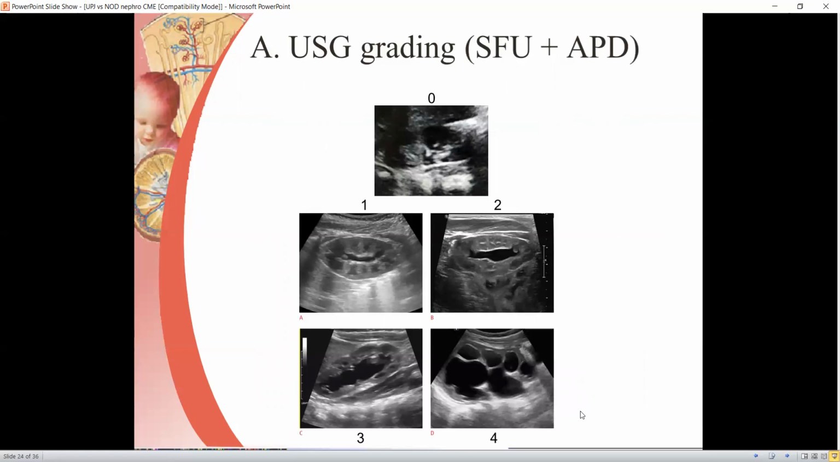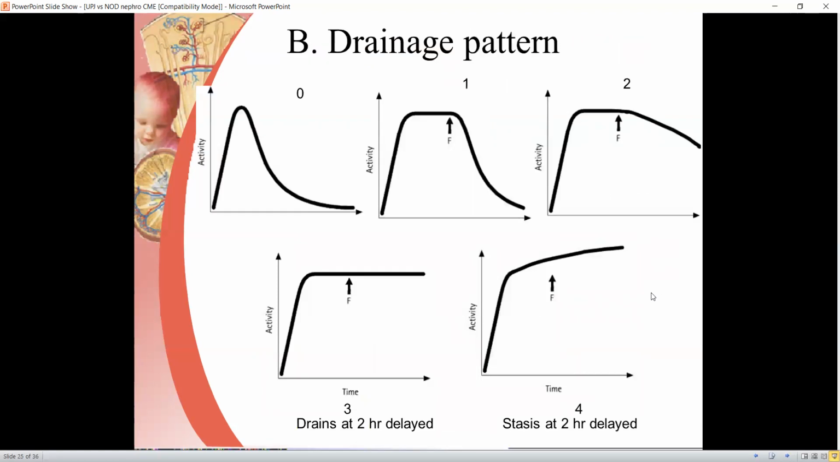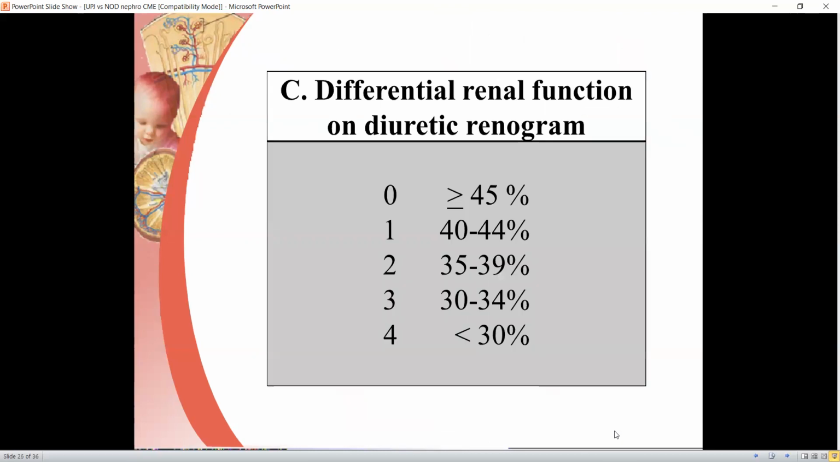So we have this SFU grading, which already is graded from 0 to 4. We also added the APD characteristics. So anything more than 20 becomes a grade 3, and more than 30 becomes grade 4. And then we also look at drainage pattern, and normal drainage is like this. The drainage pattern score 1 is given when there is a drainage after furosemide, then sluggish drainage, no drainage, and an outgoing curve with covers film showing static state.